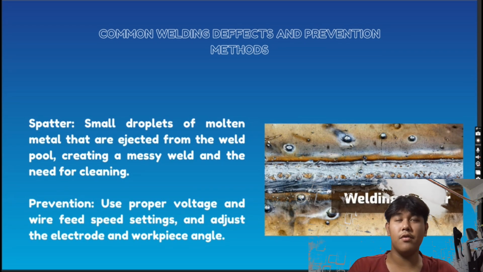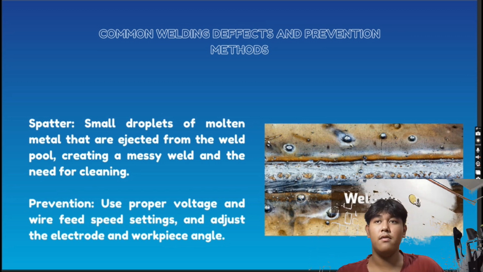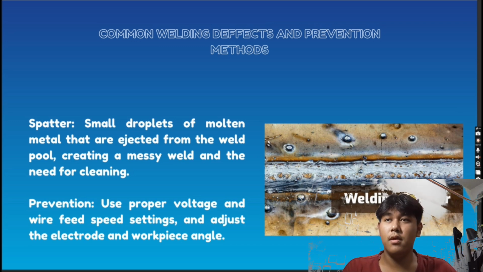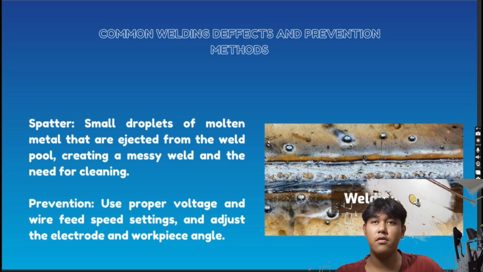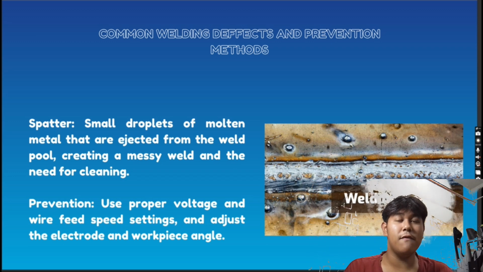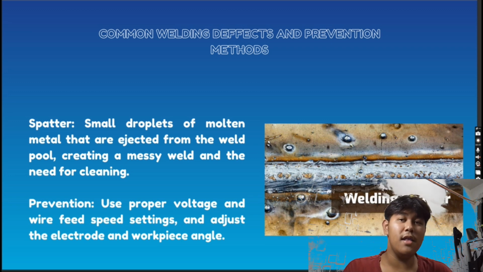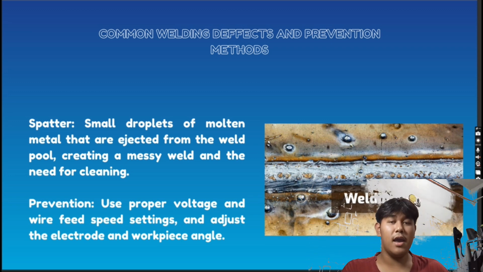To continue our group presentation today, the next common welding defect is welding spatter. Spatter is the small droplets of molten metal that are ejected from the weld pool, creating a messy weld and the need for cleaning. The prevention is to use proper voltage and wire feed speed settings, and adjust the electrode and workpiece angle, such as 45 degrees.